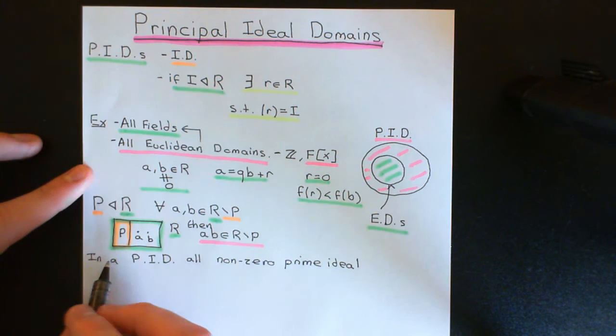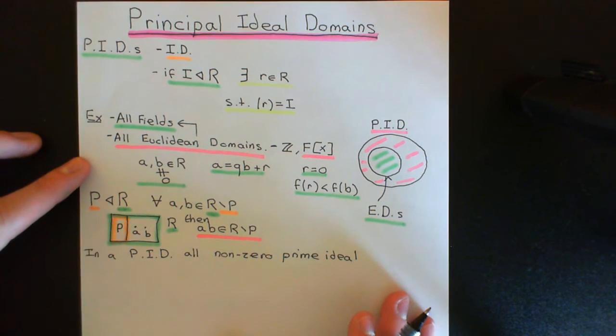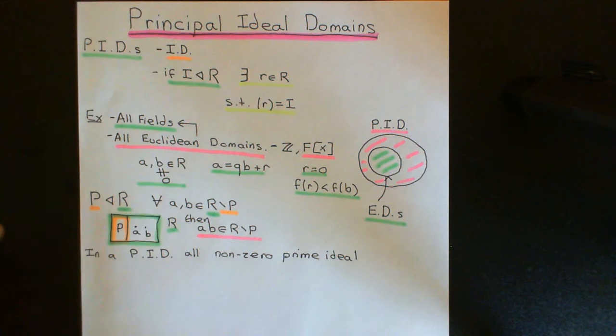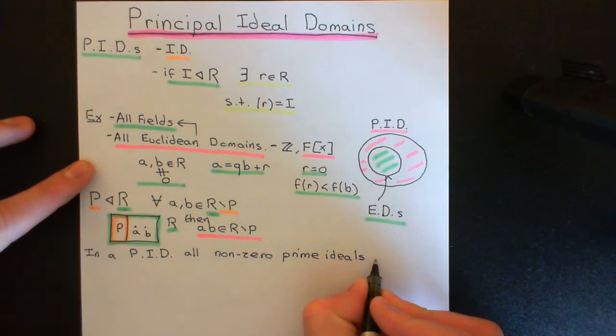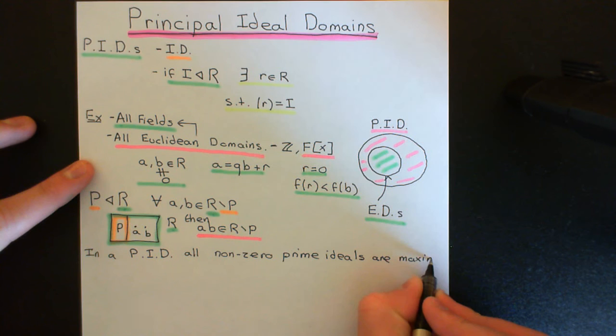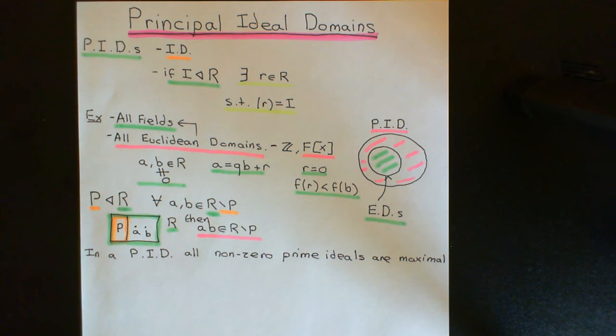Okay, I know the zero ideal is a prime ideal in my principal ideal domain because it's an integral domain, but I don't want to count that one in this theorem. So all non-zero prime ideals are maximal. Now, of course, that isn't going to be true for the zero ideal. The zero ideal is not going to be a maximal ideal, because remember, a maximal ideal is one that is maximal with respect to proper ideals, and I'll explore that a little bit more now.